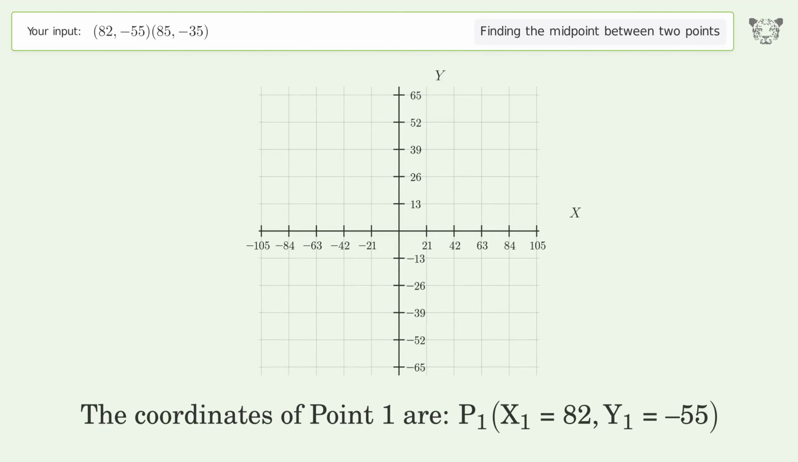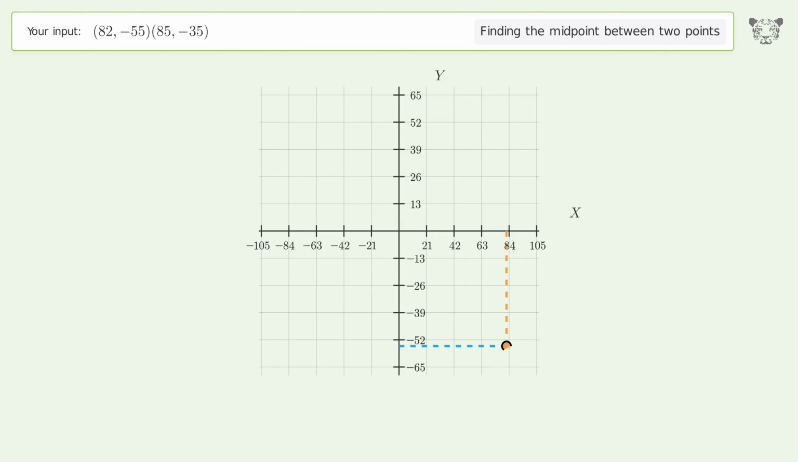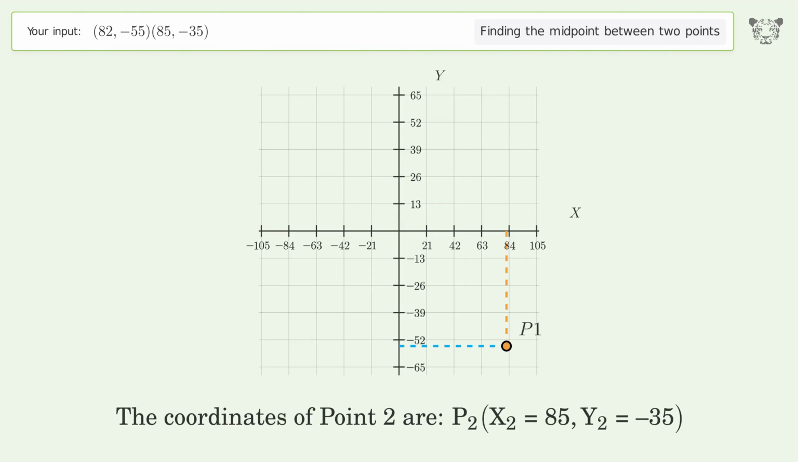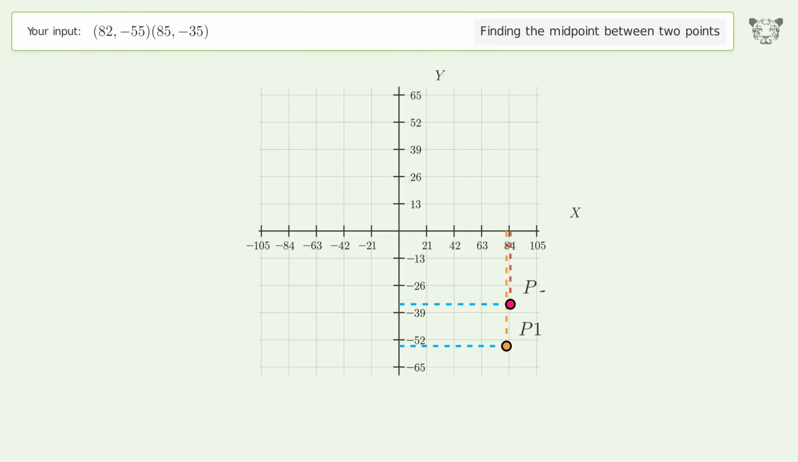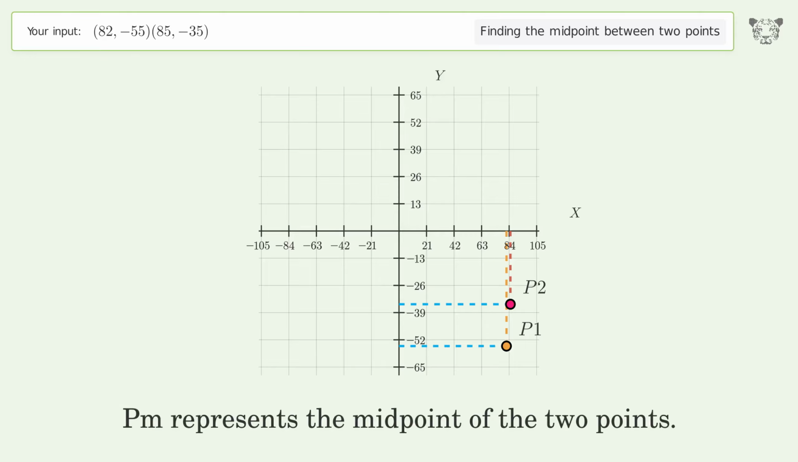The coordinates of point 1 are x1 equals 82, y1 equals -55. The coordinates of point 2 are x2 equals 85, y2 equals -35. PM represents the midpoint of the 2 points.